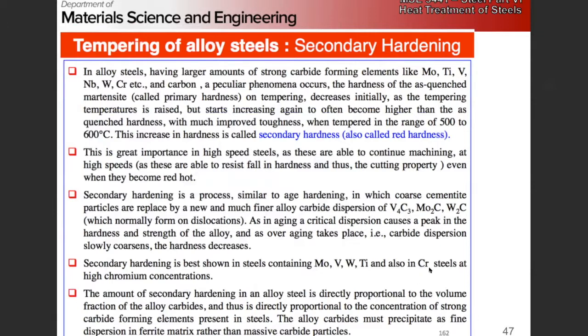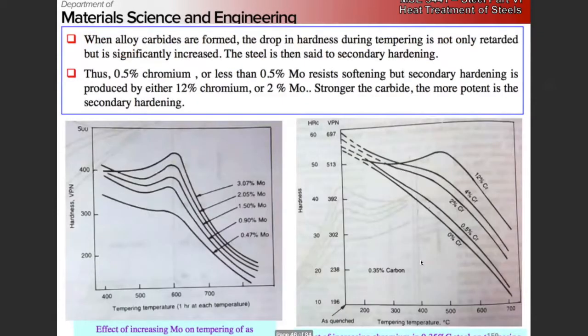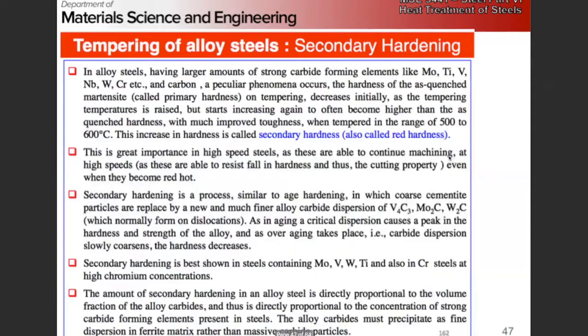Chrome also participates in secondary hardening, but you're kind of limited in the range where you're going to get a lot of martensite, right? If you have too high of a chrome concentration, you're going to have a huge amount of retained austenite and not a lot of martensite. So the amount of secondary hardening you're going to get becomes very complicated.